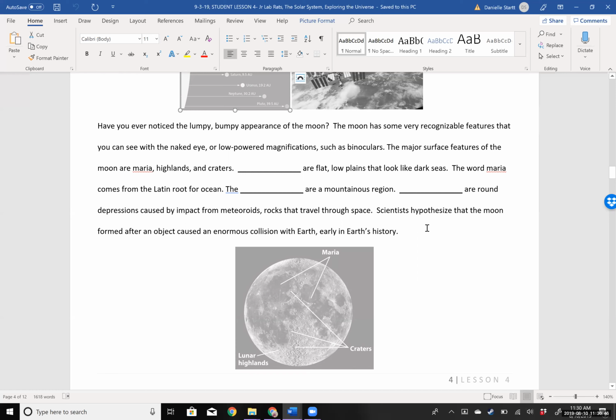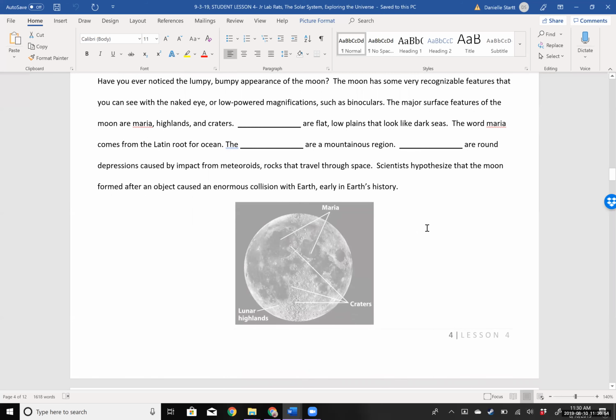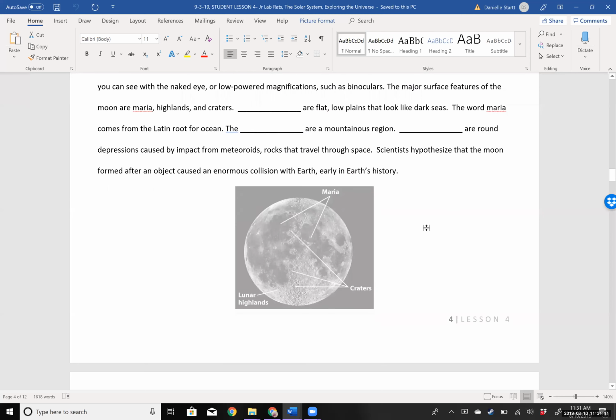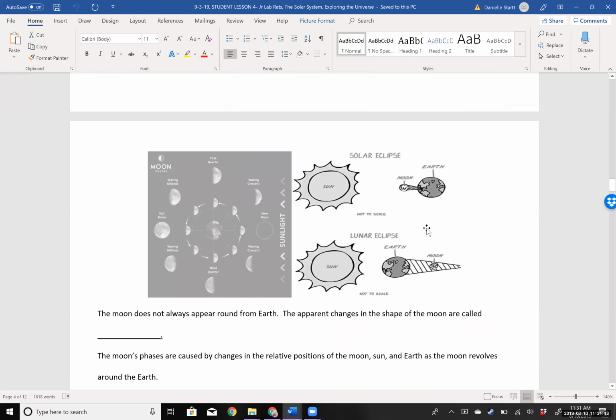Again, scientists hypothesize that the moon formed after an object caused an enormous collision with Earth early in Earth's history. Because the moon is composed of a lot of the same things that the Earth is composed of, that's what scientists believe: some massive object slammed into the Earth, way before our geologic timeline even begins, the one that we looked at in our last lesson, and knocked a huge piece of the Earth off, which formed into the moon.